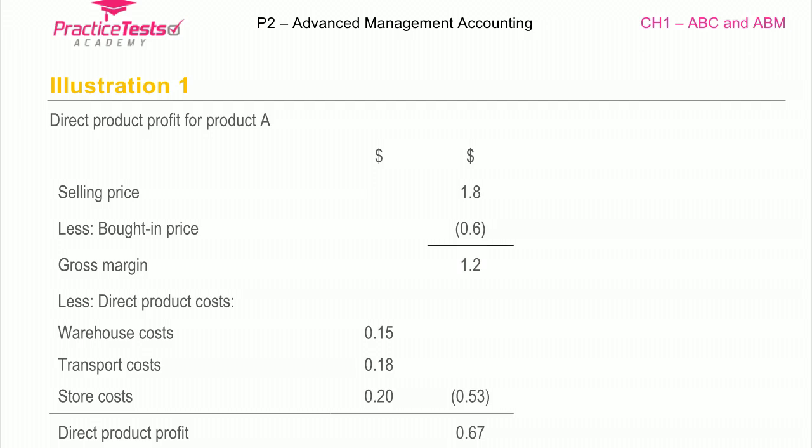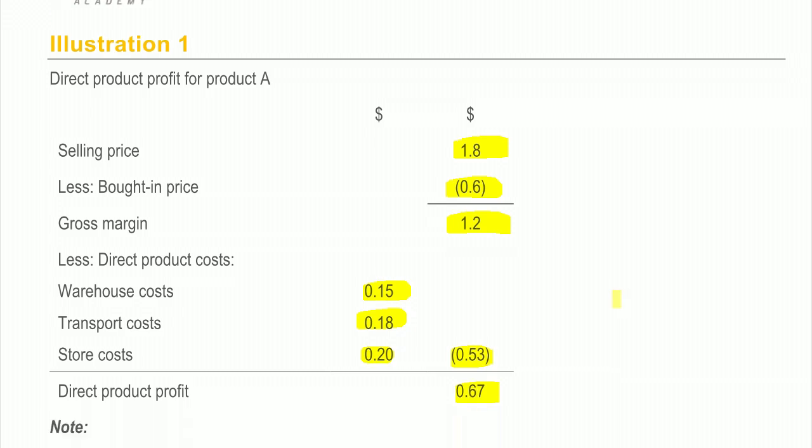So here we can see we've got what is essentially a cost card for product A. We've got selling price, less bought in price. So if you imagine we're a retailer, that'll be what we sell it to the customer for. That's what we bought it for from our suppliers, meaning we make a gross profit of $1.20. There are other costs that we incur because of the activity involved in collecting that product, warehousing it, storing it, those kinds of things. And using activity-based costing, we can say how much that costs per product to give us a direct product profit of 67 cents.